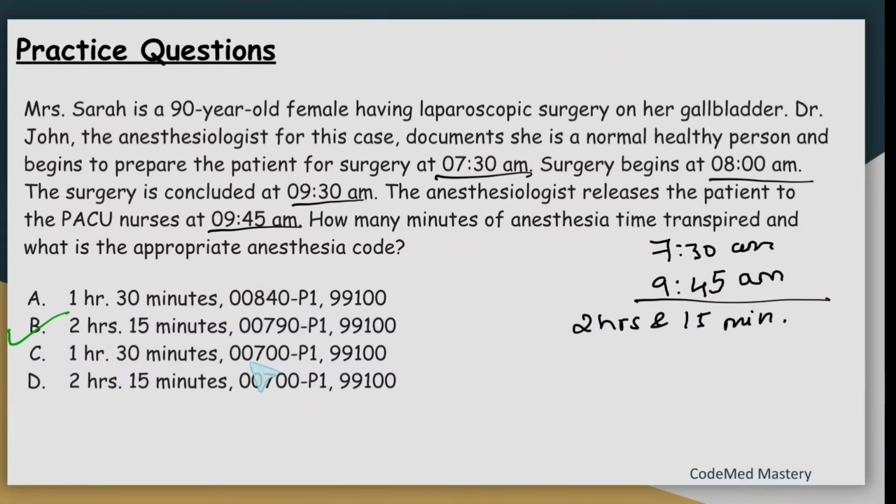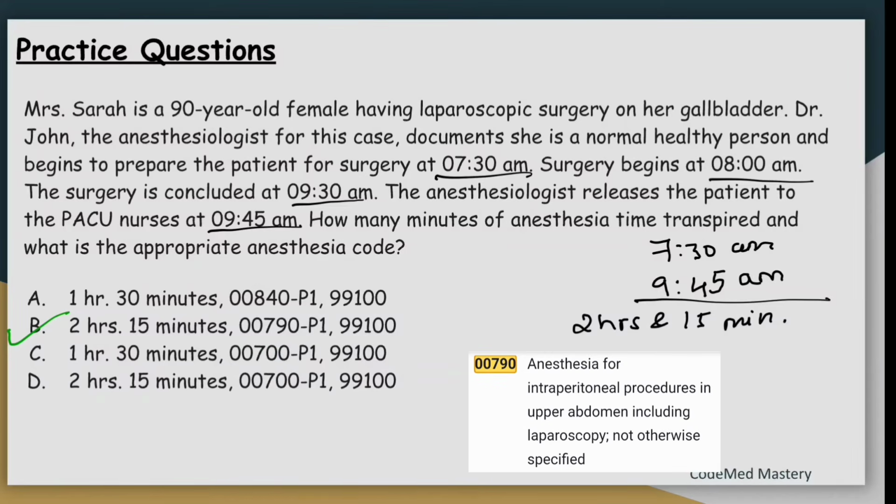You can also check the anesthesia code 00790, which is for anesthesia for intraperitoneal procedures in upper abdomen. So here the patient is having laparoscopic surgery on her gallbladder. So gallbladder is an intraperitoneal organ present in upper abdomen. So it is the right code. They have appended physical status modifier P1 for a normal healthy patient. You can read the scenario. She is a normal healthy person.